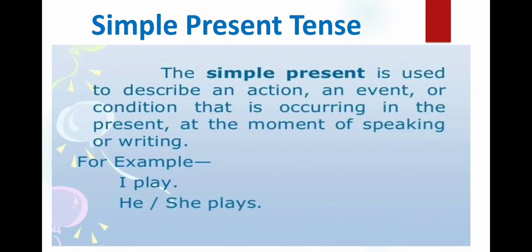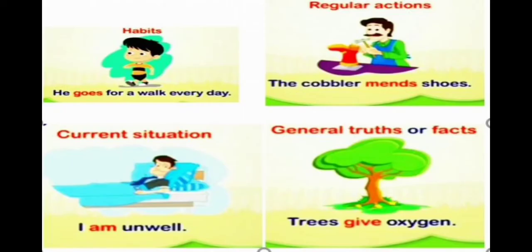Children, simple present tense is also known as present indefinite tense. It is one of the verb forms associated with the present tense in modern English. It is also a verb tense used to talk about conditions or actions happening right now or habitual actions and occurrences. The simple present tense is used to indicate the following: habits, regular actions, current situations, general truths or facts.